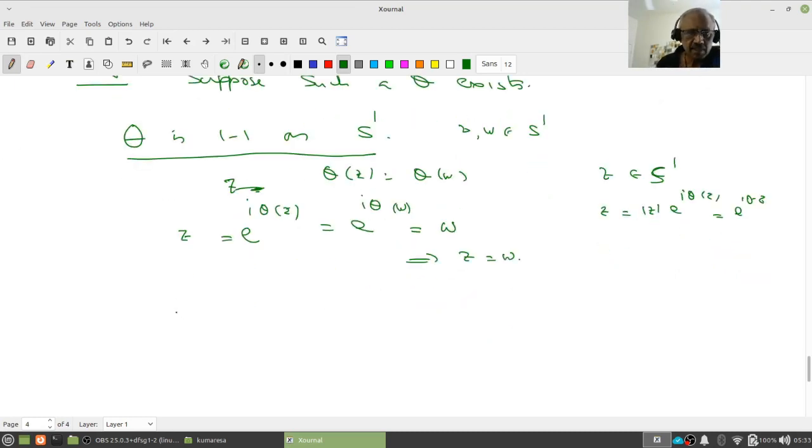Next, take any z in S1 and minus z in S1. Then z is not equal to minus z. Why is that clear?